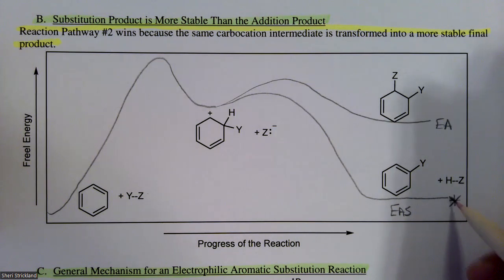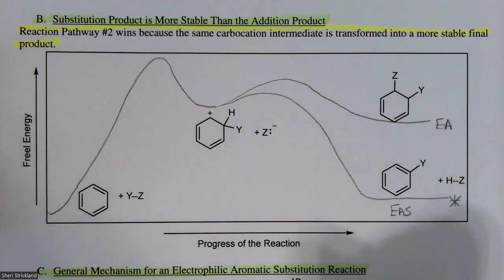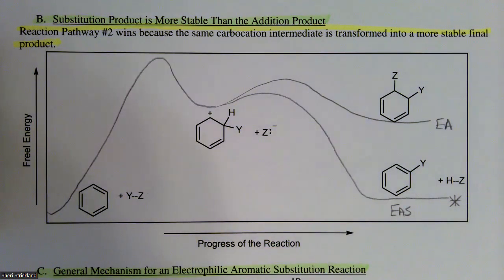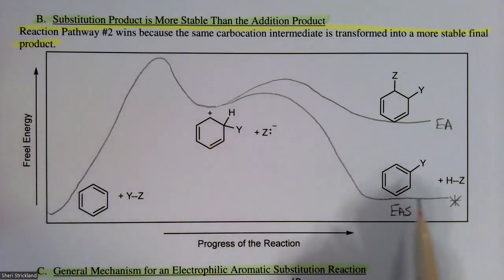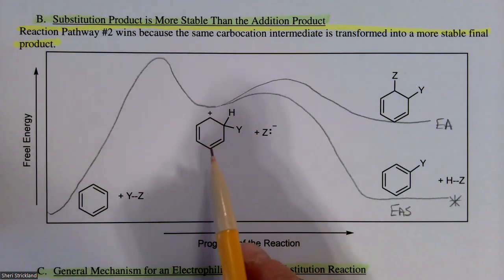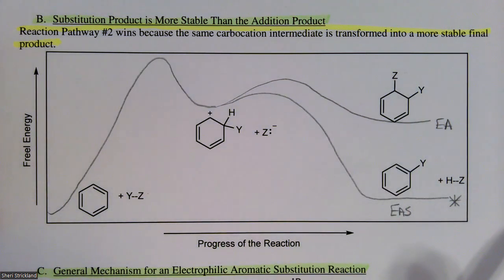And this one wins because this produces a product that's so much more stable. And so many things in organic chemistry have to do either with the production of the more stable product or with the more stable intermediate. In this case, the intermediate is the same, but the products have very different stabilities.